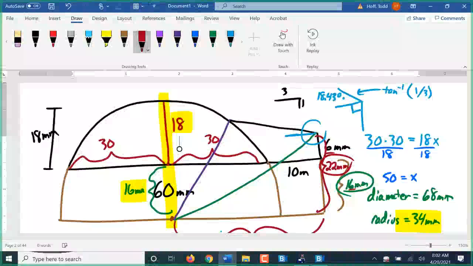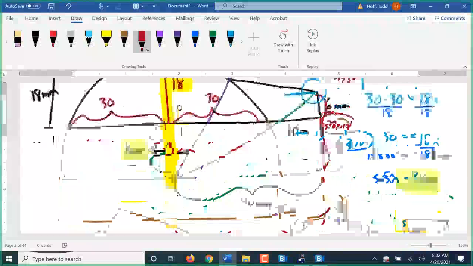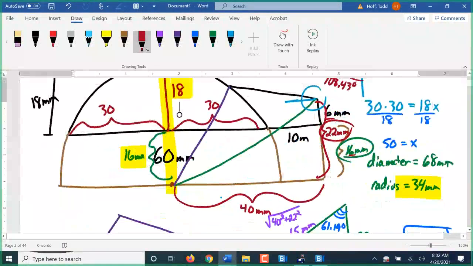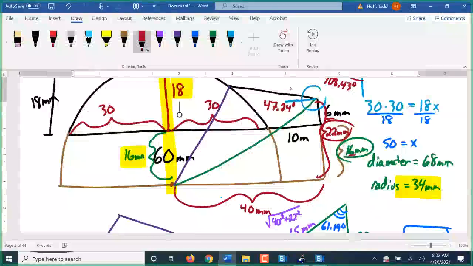That makes the entire angle 108.43. Subtracting the 61.19 gives us 47.24 degrees here for this angle.